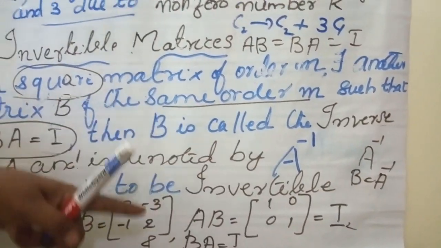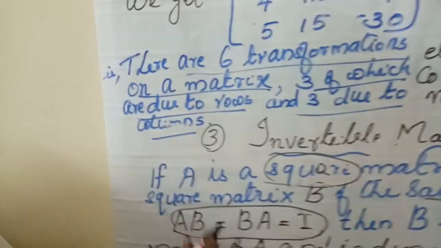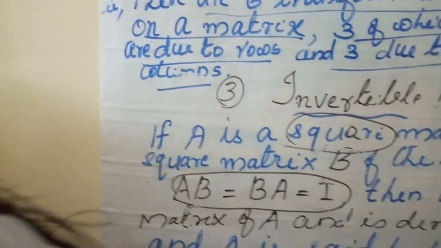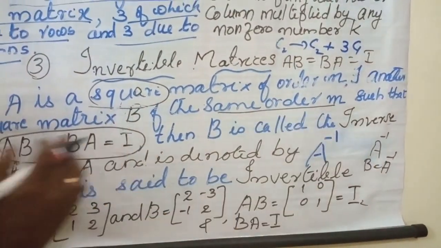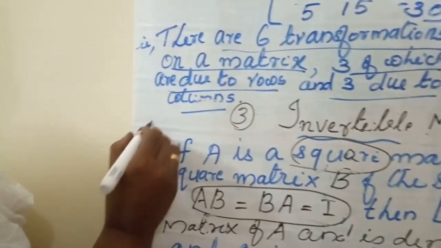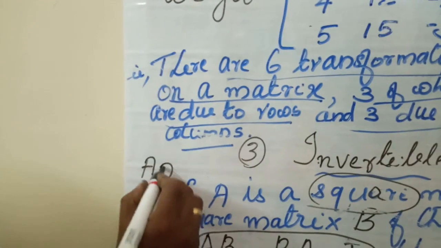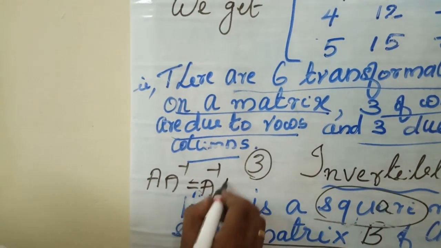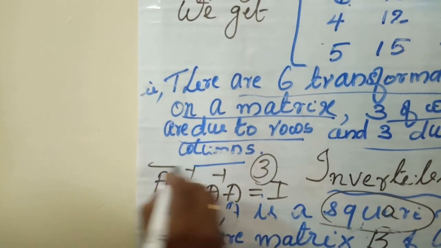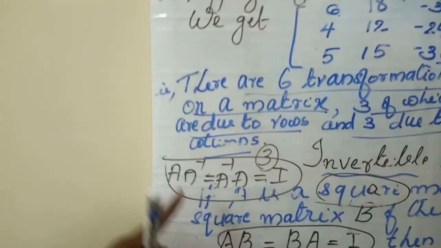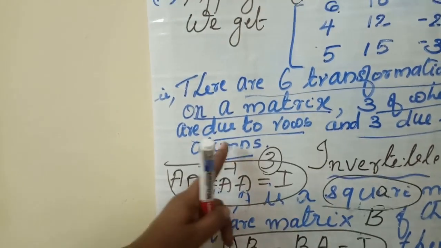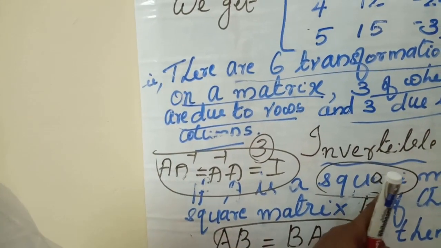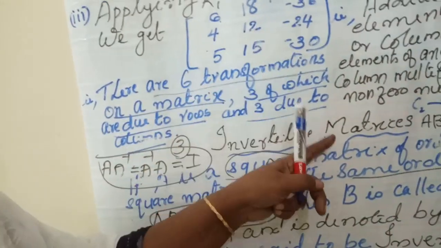Finally you arrive at a new result. Can you say what that new result is? AB equal to BA equal to I, and we say that B equals A inverse. So now I rewrite this statement, instead of B, I write A inverse. A times A inverse equals A inverse times A equals I always, and it is only for square matrices. So these are the invertible matrices.